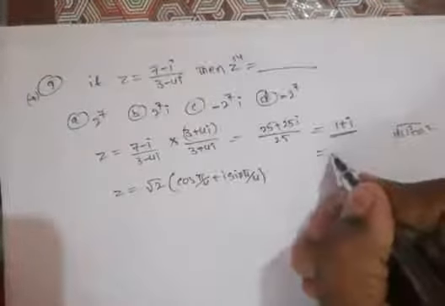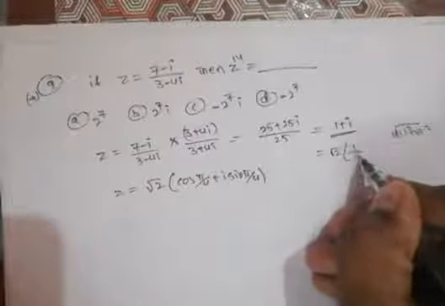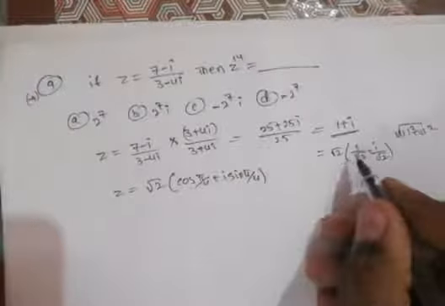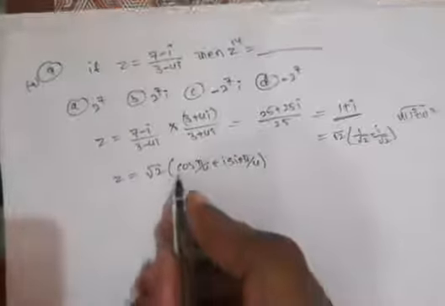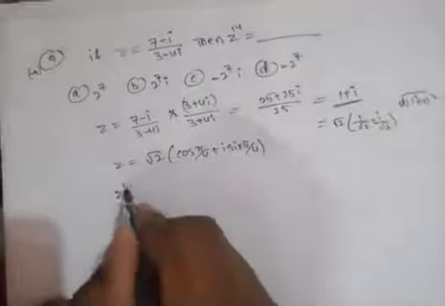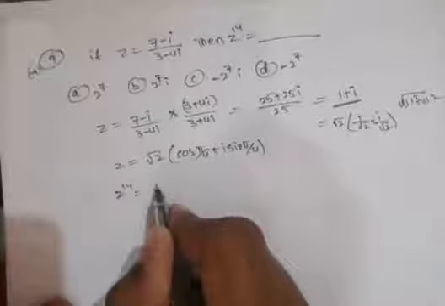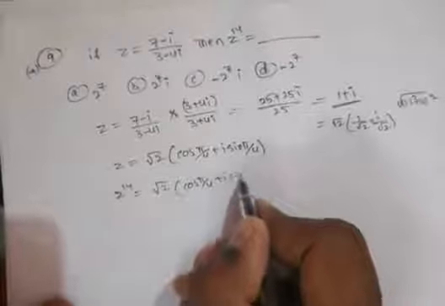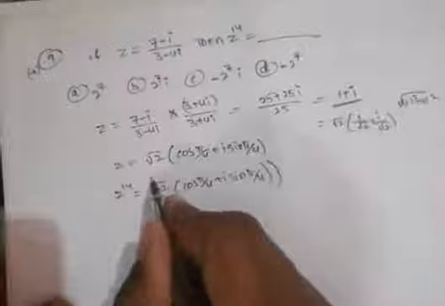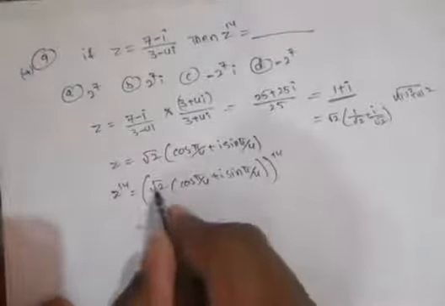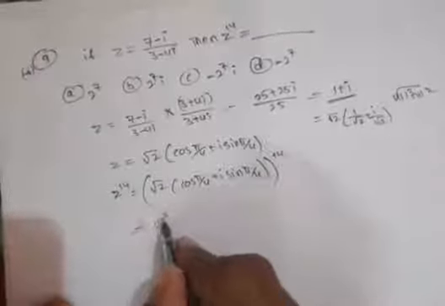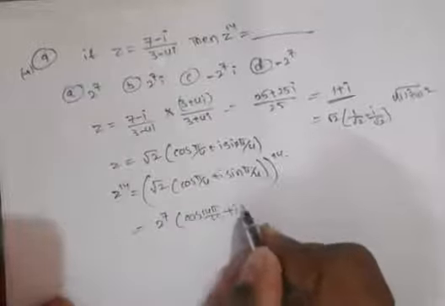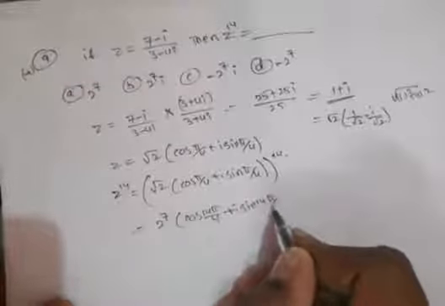Multiply and divide by root 2: root 2 into 1 by root 2 plus i by root 2. So 1 by root 2 means cos 45 plus i sin 45. Now z to the power of 14 is equal to root 2 into cos pi by 4 plus i sin pi by 4, whole to the power of 14. So root 2 to the power of 14 means 2 power 7 into cos 14 pi by 4 plus i sin 14 pi by 4.